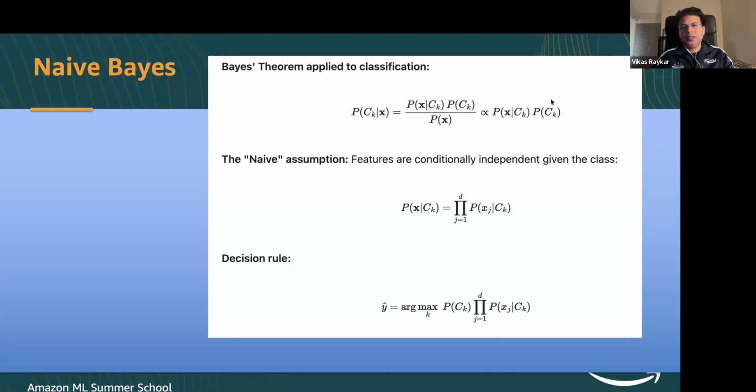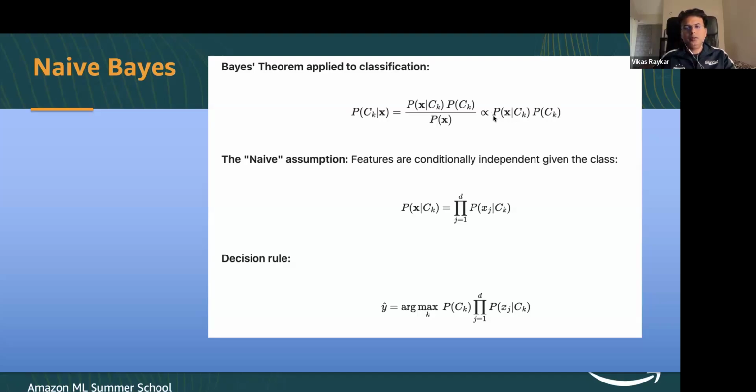So P of CK is your prior. What is the prior occurrence of each of the classes? What is the probability that you see class 1, class 2, class 3? If you have 100 instances, and 10 out of 100 are class 1, 60 out of 100 are class 2, and 30 out of 100 are class 3, then 0.1, 0.6, 0.3 would be your prevalence, which you can get from the training data.